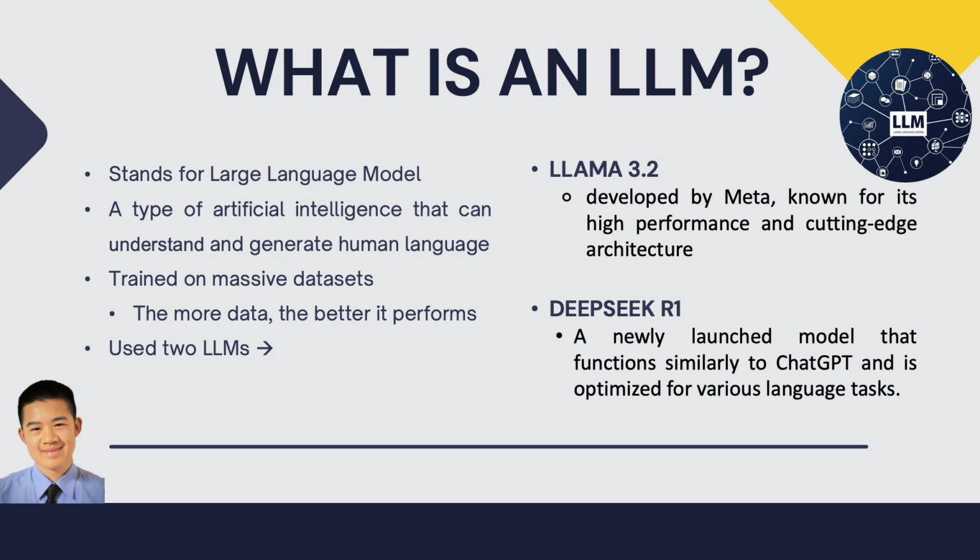In our project, we're working with 2 open source LLMs. Llama 3.2, developed by Meta, which is known for its high performance and cutting edge architecture, and DeepSeek R1, a newly launched model that functions similarly to ChatGPT and is optimized for various language tasks. These models are run using a platform called Ollama within a Docker container using an AWS EC2 instance, which will allow these models to be accessible anywhere and not just from a single machine.